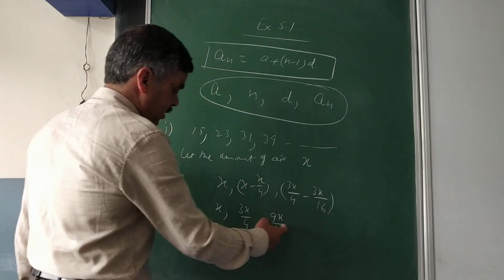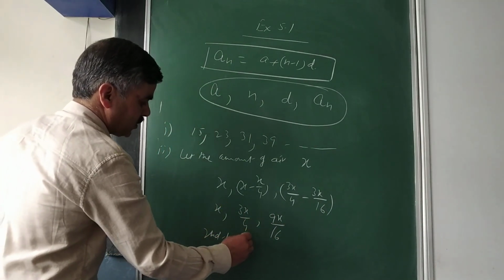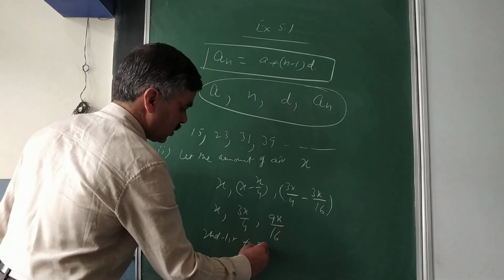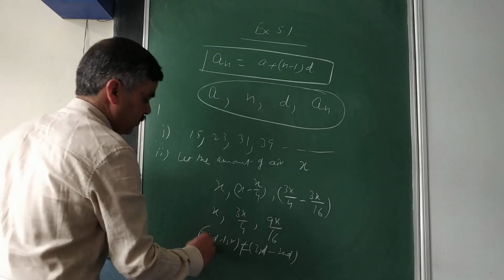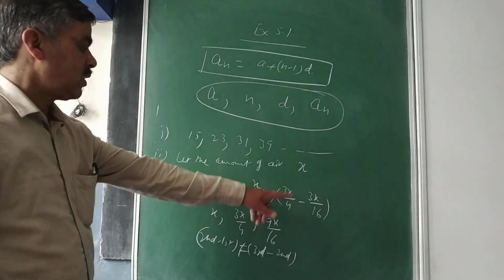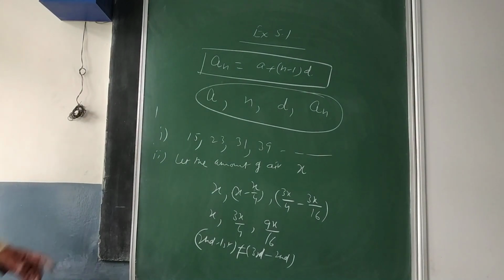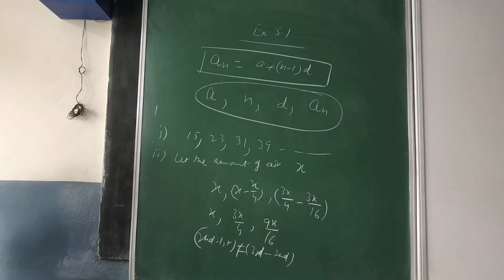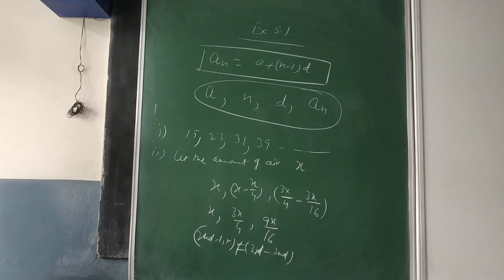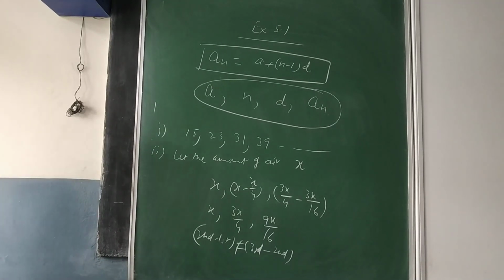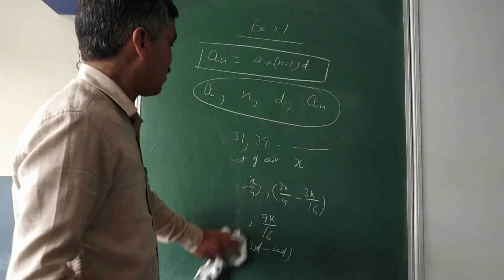So check these three terms: second minus first will not be equal to third minus second. Please check that. Therefore this is not an AP. In the second part of your question number 1, as the difference does not remain constant between the successive terms of the sequence, that sequence cannot be an arithmetic progression. So please write the reason for the same also.